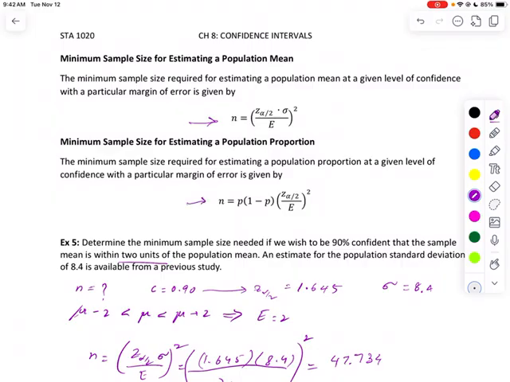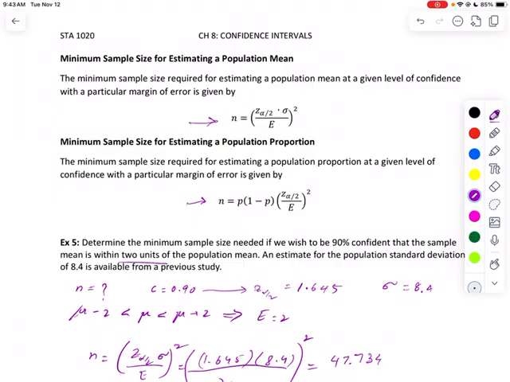So how will you recognize whether you have to use the first formula or the second? It depends on what information is given. If you are seeing the word mean in the problem, then it will be the first formula, and if you don't see the word mean and you see percentages or the word proportion, then of course it will be the second formula.